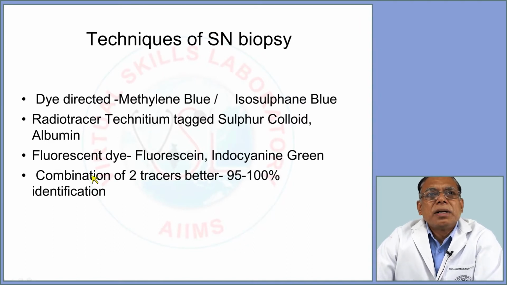So how do we perform sentinel node biopsy? We can use a number of dyes such as methylene blue dye or isosulfan blue dye. We can use isotopes attached to a large particulate matter such as sulfur colloid, albumin or antimony, and the usual radioisotope tracer used is technetium-99, which emits gamma rays which can be picked up by a gamma detector or a Geiger counter probe. Fluorescent dyes used in breast cancer are fluorescein sodium and indocyanine green.